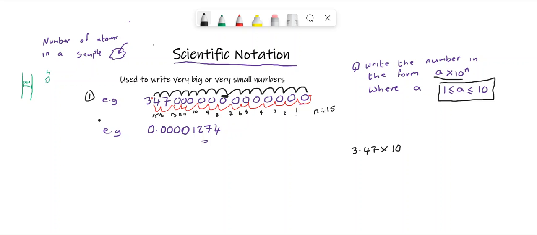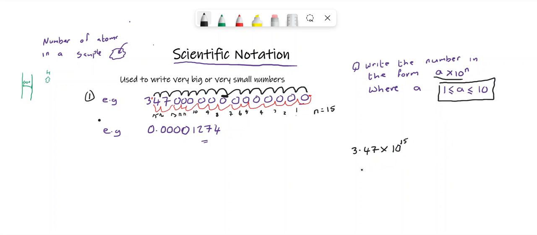So basically n is going to be the number of places that you have to move the decimal place in order for it to be in a position that gives you a number between 1 and 10. So the number is 3.47, which is between 1 and 10. So it's to the power of 15, and this is positive 15, okay? So basically, this represents this big number here, and this is the number in scientific notation.